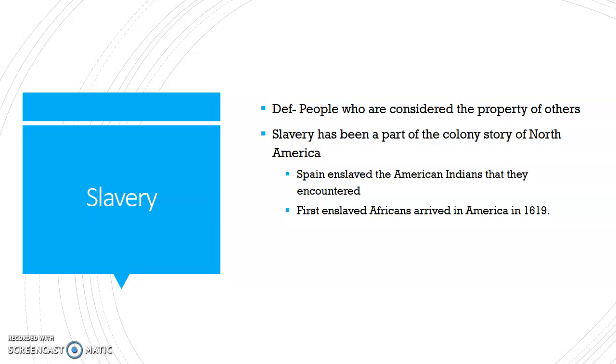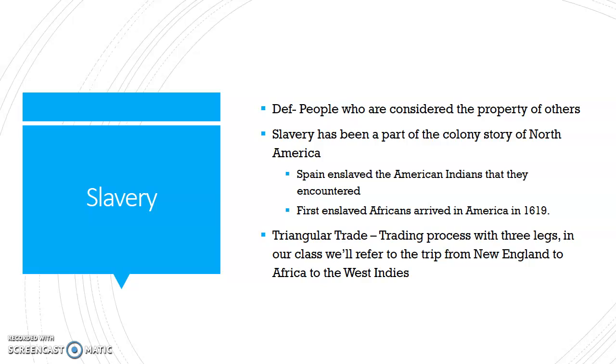Not celebrated, but remembered, because we're now hitting 400 years of our history where slavery started really existing in what is now the United States. So African slaves started being brought in. And we also have to talk about this thing called triangular trade.